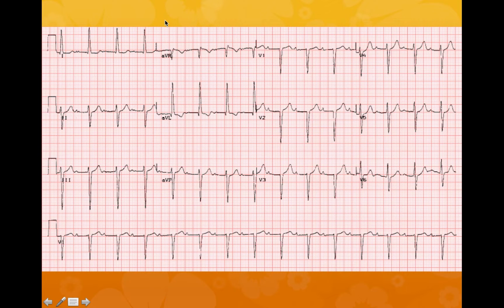And also, as we said before, there was PR prolongation. So there's also a first degree heart block.